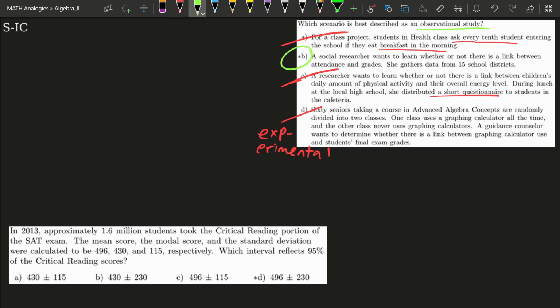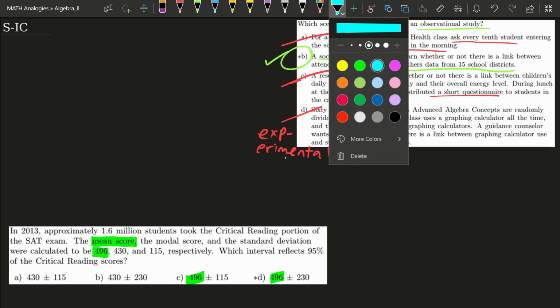So B is really nice because in this case, students are attending school and getting grades, and without ever talking to the students, a social researcher just gathers data from 15 school districts. So this social researcher didn't even interact with the students and still got the observational data. So choice B. For this bottom problem, we have a mean score of 496.